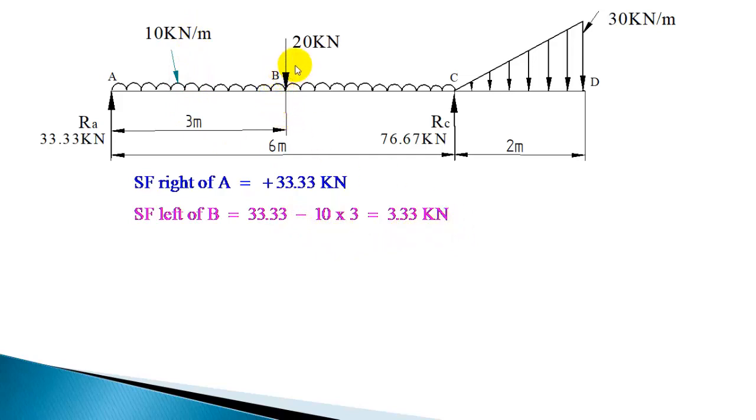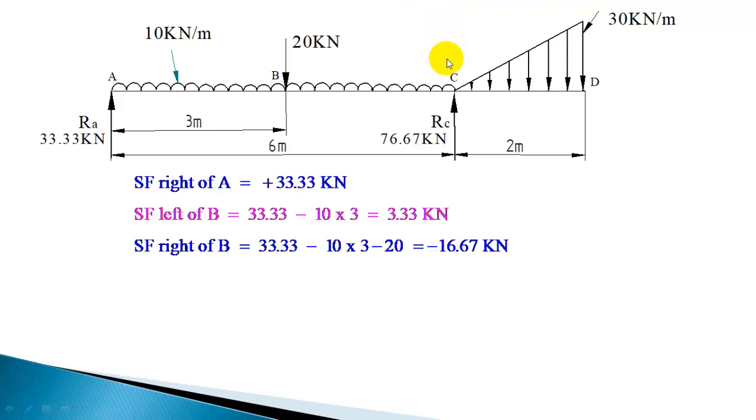Now left of B you have 3.33, right of B is 3.33 minus 20, you will get minus 16.67. If you sum up from left side, 33.33 minus this part of UDL 30 minus 20, it will give minus 16.67.